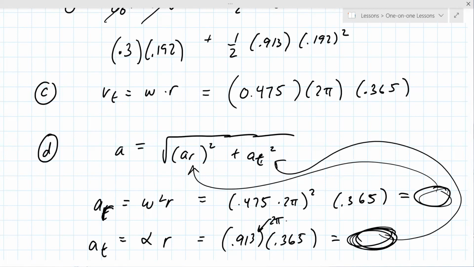And this next one, 0.365. Wait, no, I should hold off. 0.475. Whatever. Let me get that in there. And then times 2 pi. So that number, square that up, times 0.365. 3.255. Okay, give it a try.